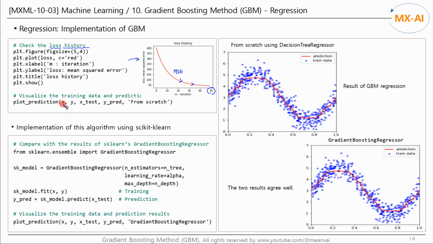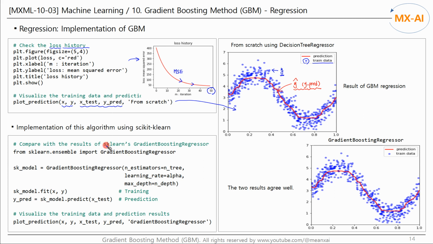We then visualize the target values for the training and test data. The result is like this. The blue dots represent the target y-values of the training data, and the red curve is the predicted y-value of the test data. We can see that the sinusoid is well predicted, as expected.